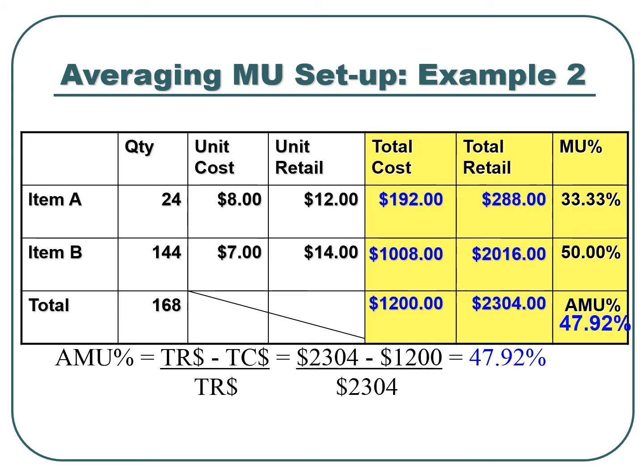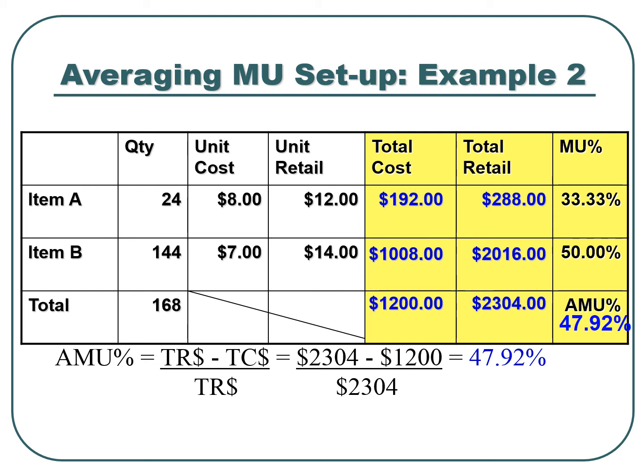So we walk through the same process that we went through with the previous example. First, calculate total cost and total retail for item A and item B by multiplying their quantity with their unit cost or the unit retail. So we got those numbers down. And then we add the total cost of item A and the total cost of item B to calculate total cost for the total merchandise. 1200 was the answer. For total retail, we did the same thing. We got 2,304. And from these two numbers, we were able to calculate the AMU percent of 47.92%. Total retail minus total cost over total retail.